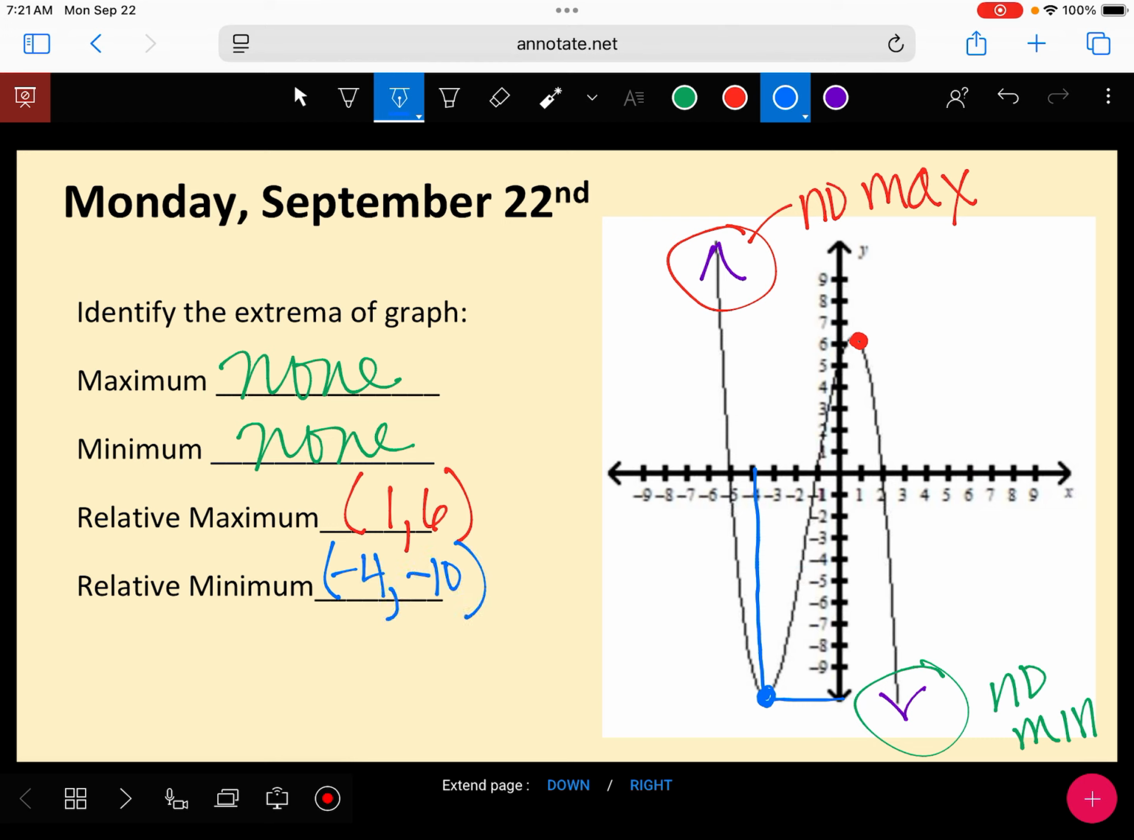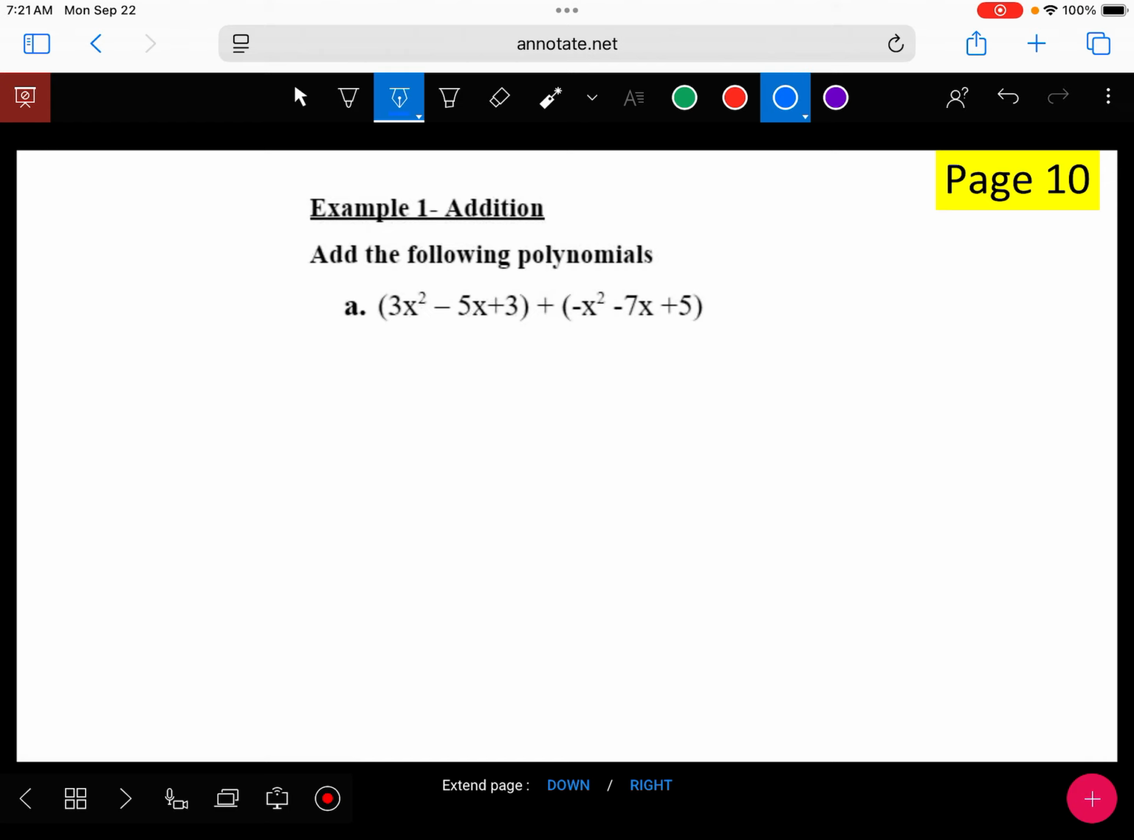Okay, so let's go ahead and go to our notes. And we are on page 10. I know I'm skipping over some pages. So when you see addition, all that means is combine your like terms. That's addition.